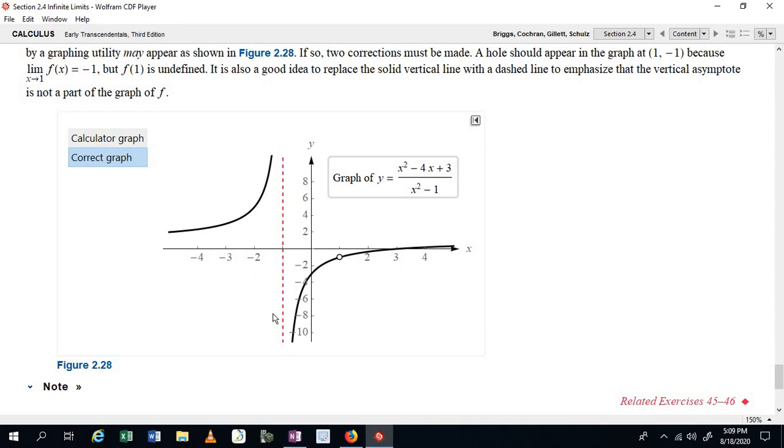By the way, you can also verify it by looking at the limit of this function as x approaches -1 from the positive side, because you can see as it approaches -1 from the positive side, the y value is heading towards negative infinity. So that also verifies that x equals -1 is a vertical asymptote.